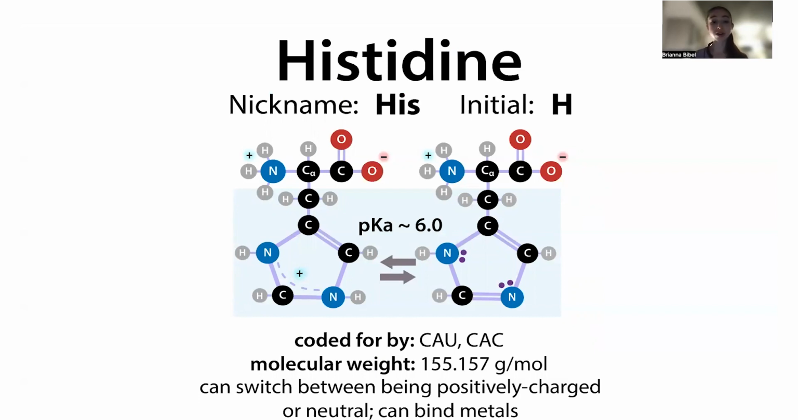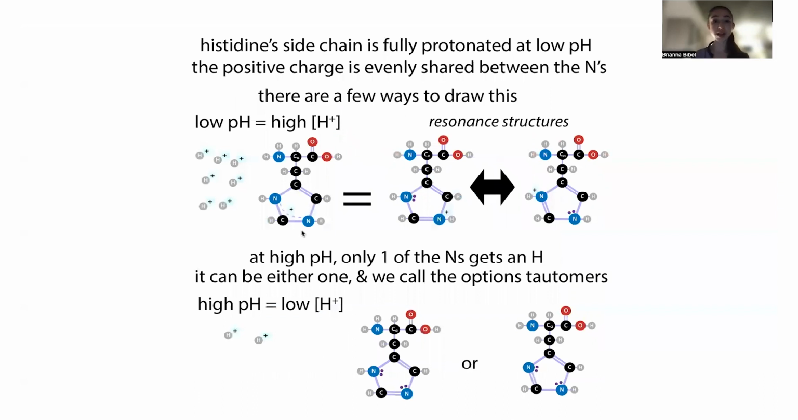This positive charge is actually going to be shared between the two different nitrogens, and we can see the charge drawn on either one of these nitrogens. We call these resonance structures, where basically we can draw these in two different ways. Here we're varying where we put the charge, but both of these nitrogens have a proton.